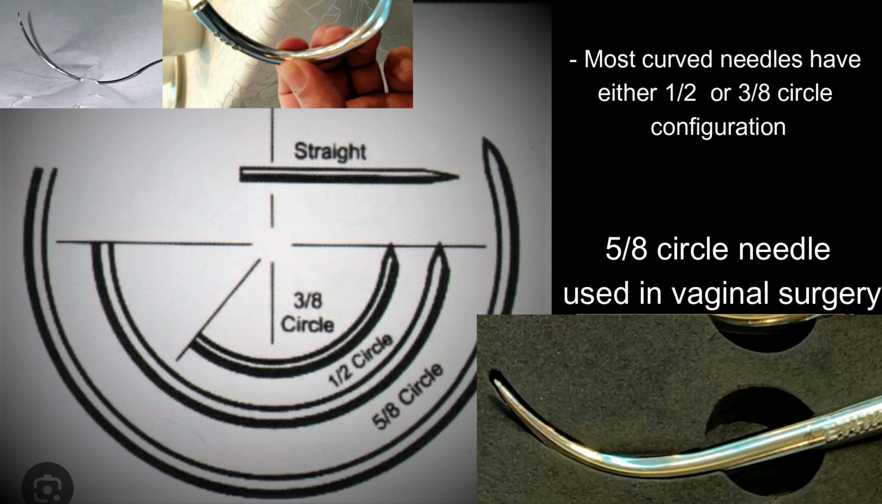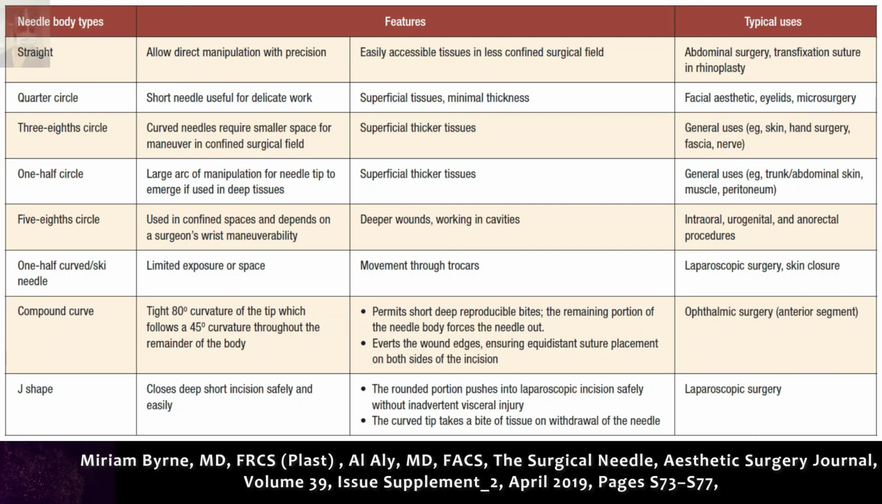Most curved needles that we use in general surgery or in GI surgery will be a half circle or 3/8 circle configuration. The bigger configurations like 5/8 are used basically in closed cavities, like in hemorrhoidectomy, vaginal surgery, or urogenital surgeries. Friends, you can pause the video here, and I have shared the link to this table. It is one good article I found on the web. You can go through how the different types of needles are used in different surgical specialties.